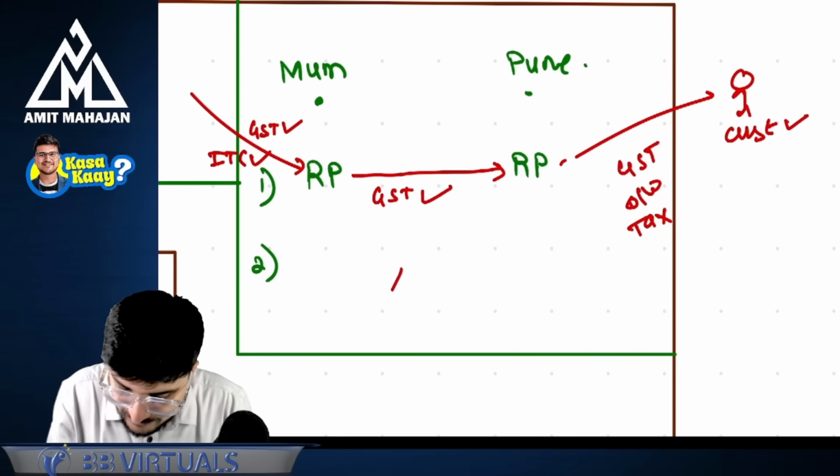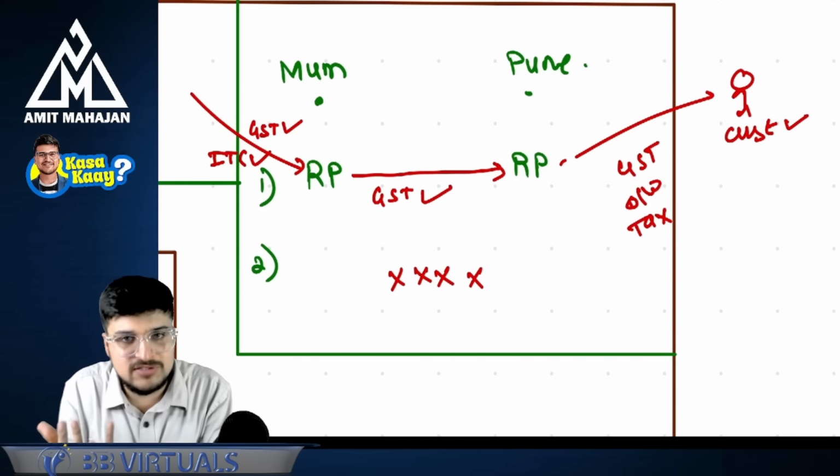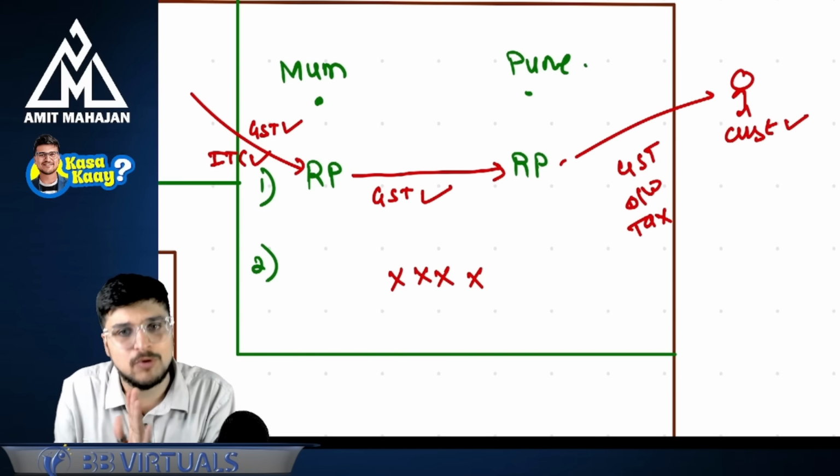Please try to understand, if there is only one registration number, can I say, while even the Mumbai office is purchasing, the registration number is the same, no? So can I say ITC will be available to this person only? So if there is any transfer from Mumbai office to Pune office, it will not be considered as deemed supply because these two are not distinct persons.